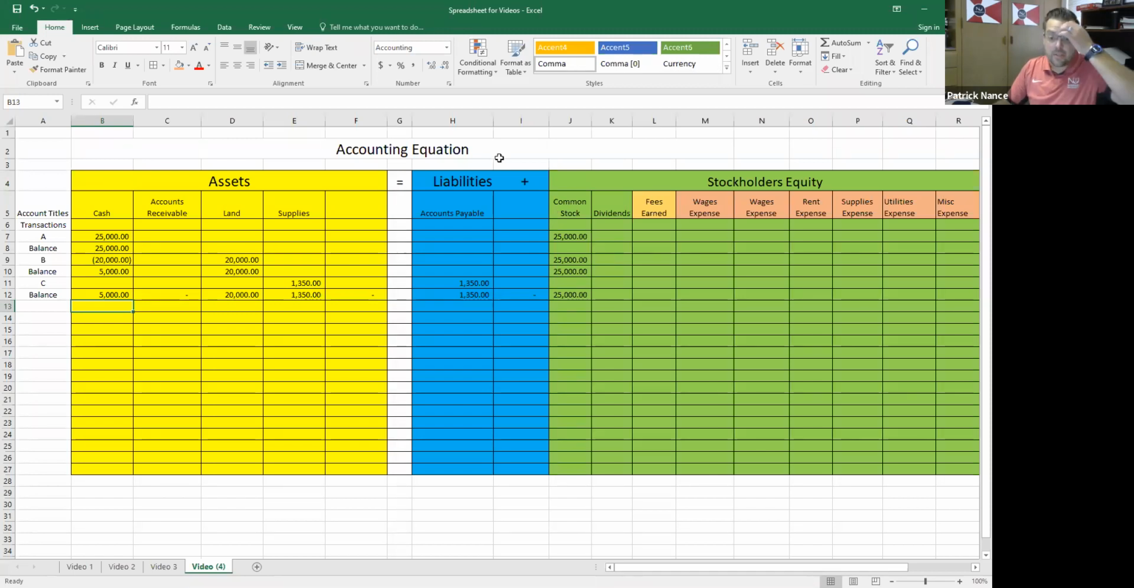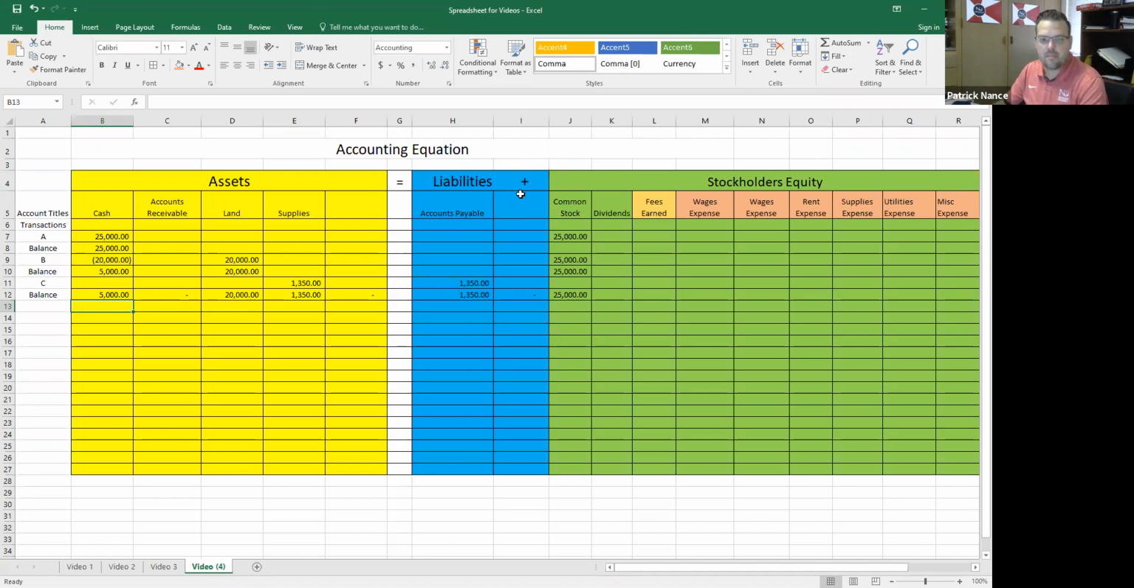Okay, we're here to continue the transactions in chapter 1. I'm starting with transaction D. We got through transaction C in the last video. So transaction D says Net Solutions received cash of $7,500 for providing services to customers.